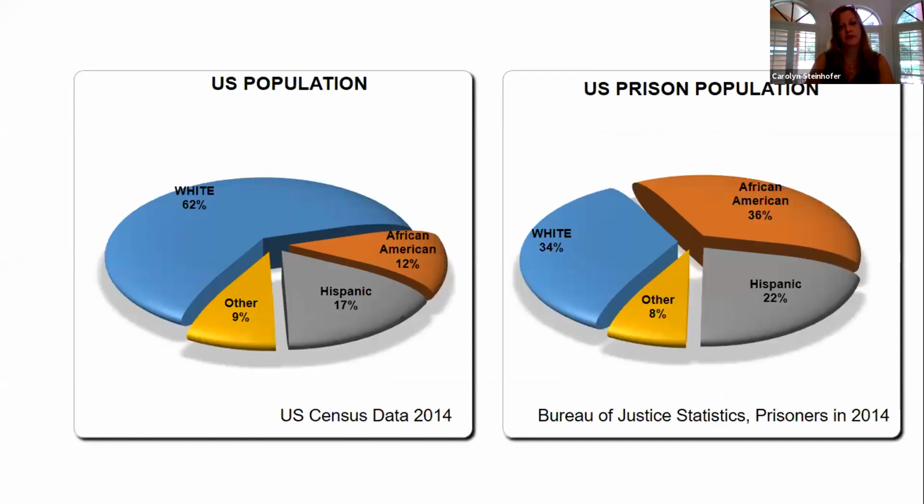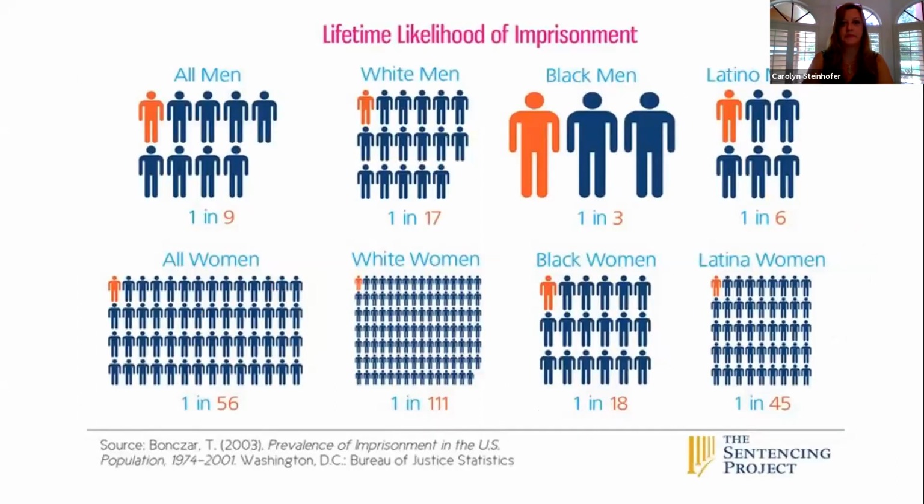If you look at the U.S. Census data from 2014, and you look at the population of white, African American, Hispanic, and other, and then contrast that on your right to the U.S. prison population, you can see the stark differences between our general racial population as opposed to the prison population.